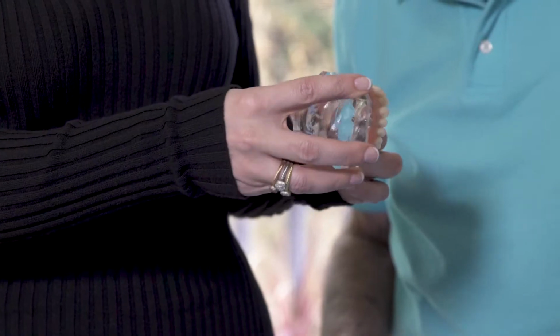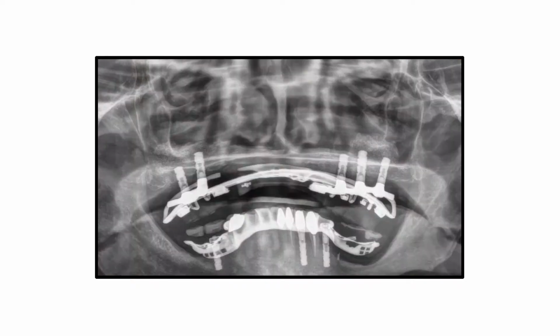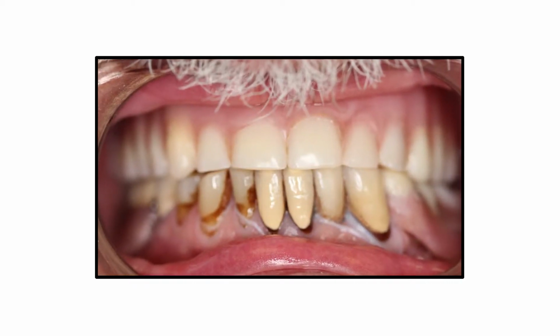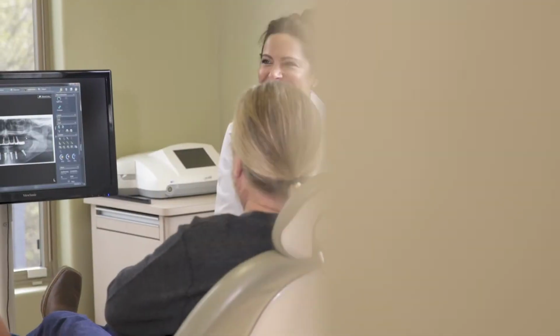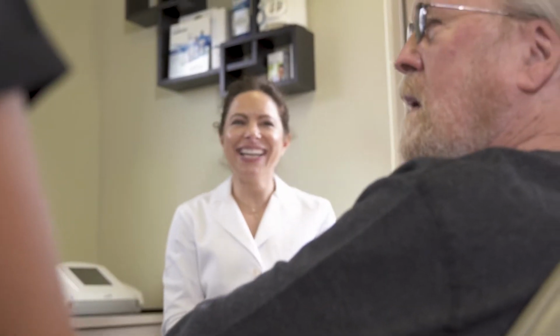For a full mouth reconstruction case, we would have an initial consultation where we gather all the information for the patient, such as cone beam, x-rays, models, pictures, anything that will help us evaluate the function and the aesthetics of our patients.